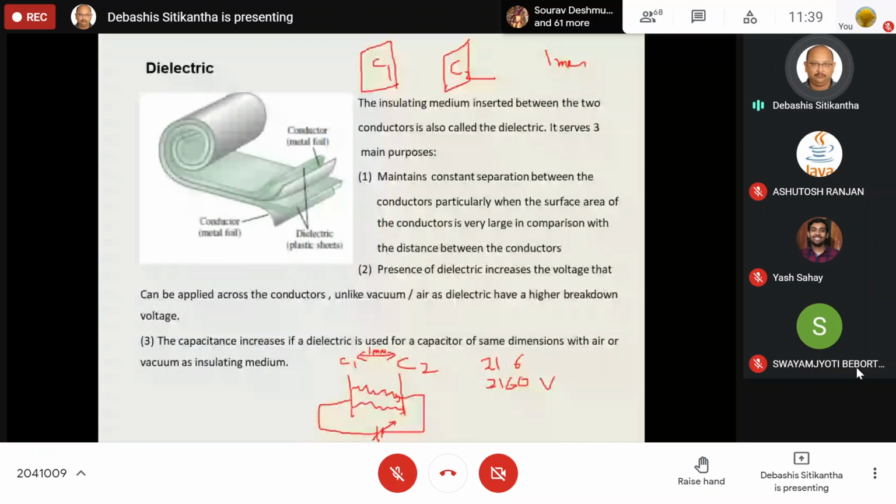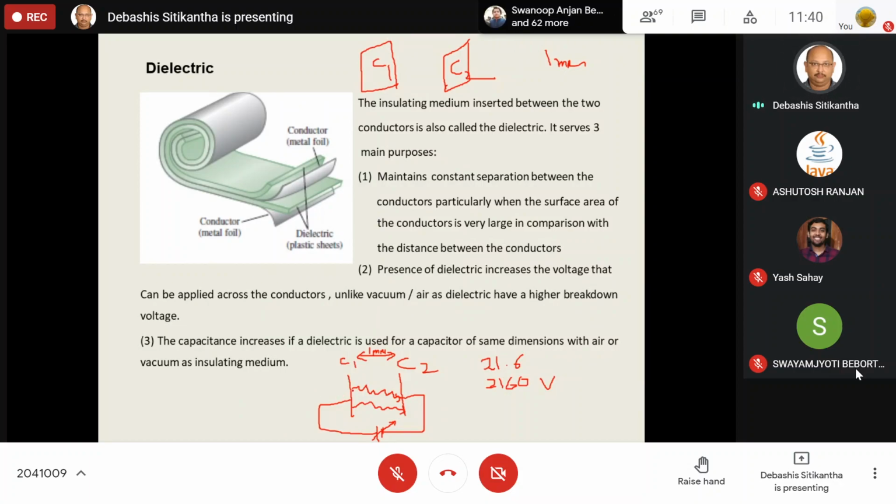That means when there is a spark between this C1 and C2, we say that the dielectric medium has ruptured, or there is a dielectric breakdown. That means the dielectric medium is no more going to behave like an insulator. It is going to behave like a conductor by allowing the spark to pass through the air gap. So this is the problem with an air or vacuum core capacitor.